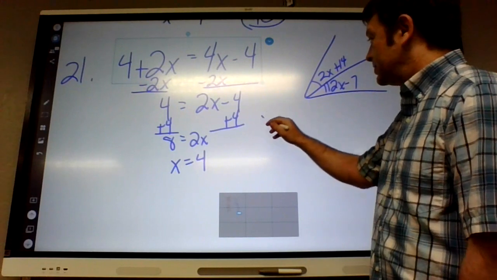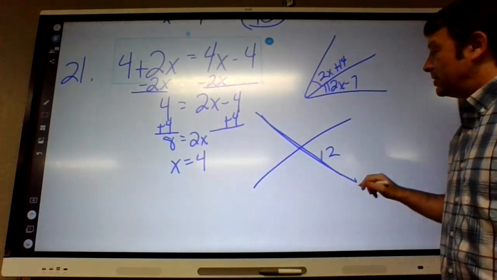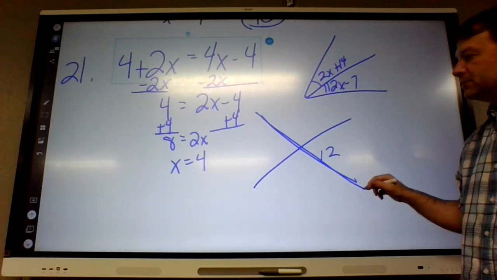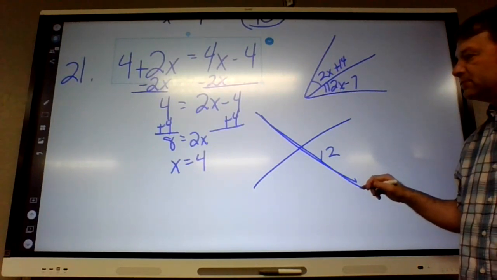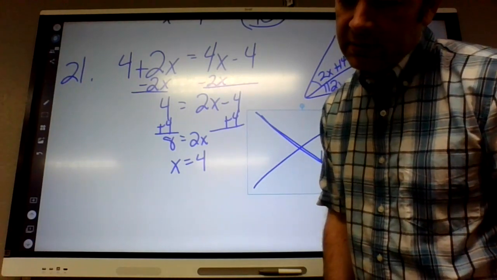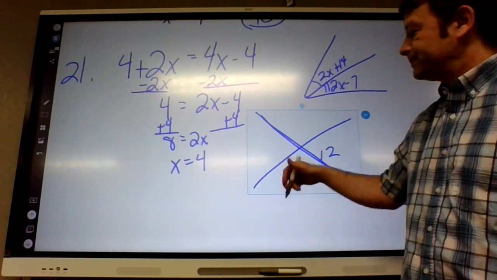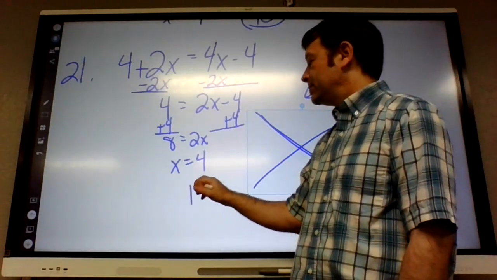So if TE is 12, then how long is the entire diagonal going to be? 24. No, wait, we're only looking for TE. Yeah, you're right. I thought we were going to say the whole thing. Yeah, never mind. We're only doing TE.